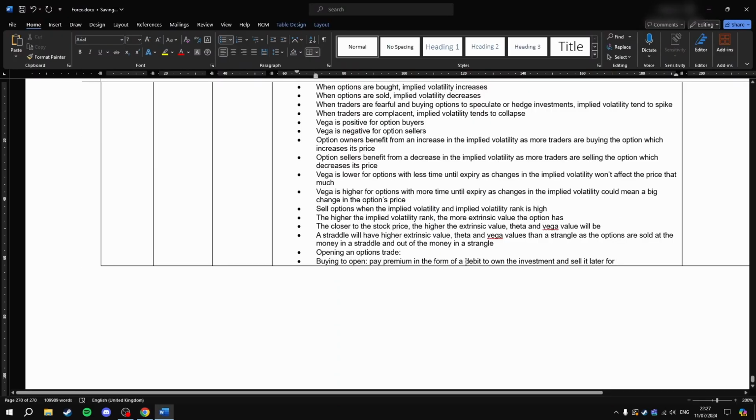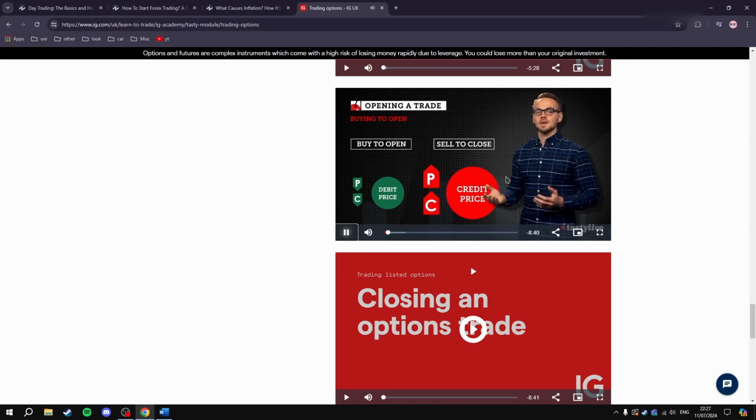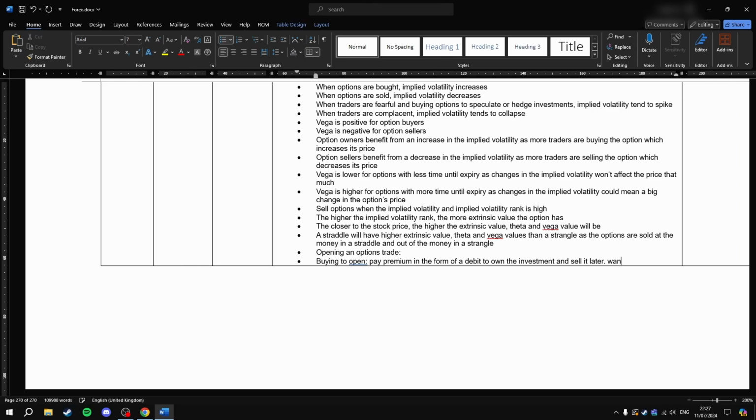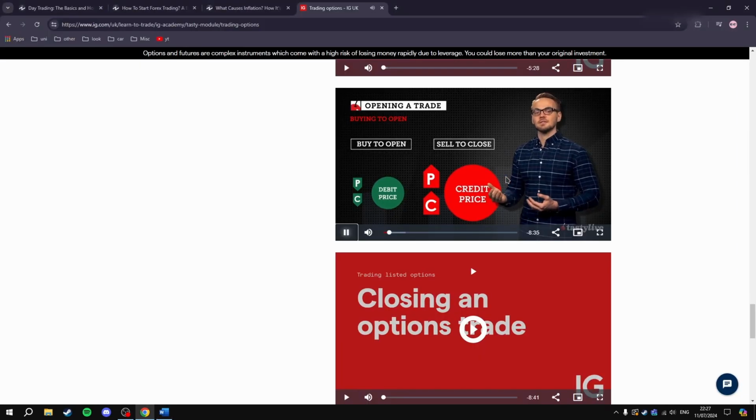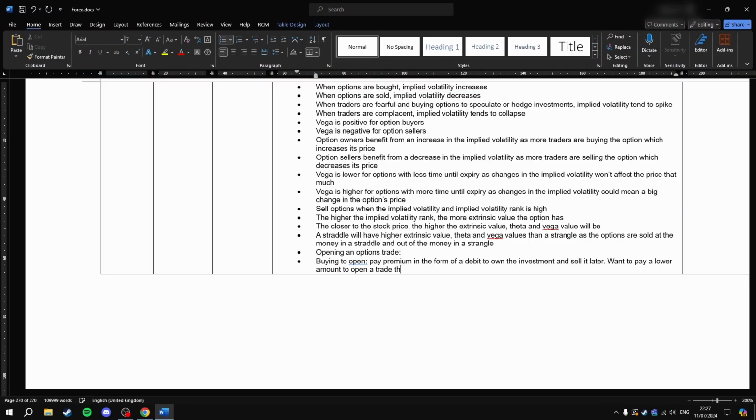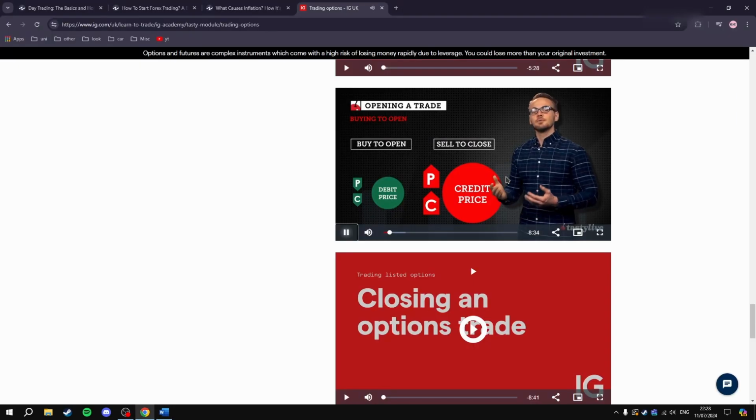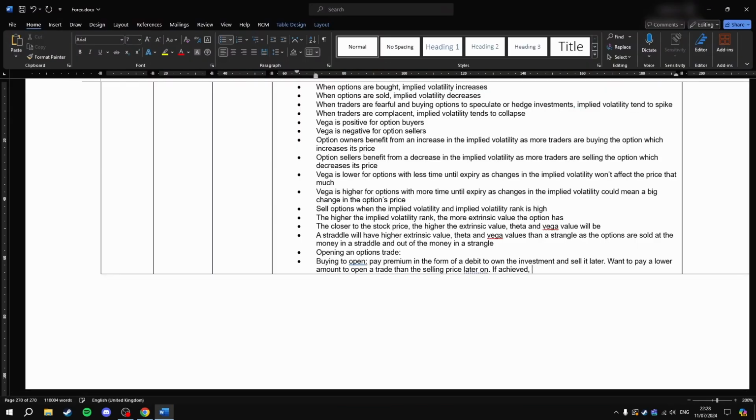We pay premium in the form of a debit to own the investment, and we can then sell it later to complete the trade. In all situations when we're buying to open, we want to pay a lower amount to open a trade than what we sell it for later. If we can achieve this, the difference will be profit.